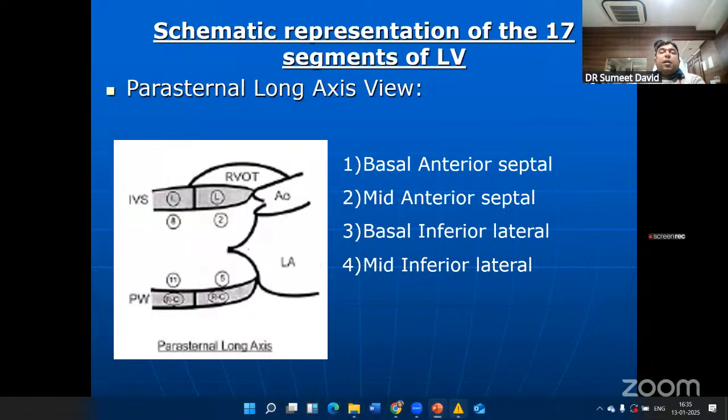So, schematic representation of the 17 segments of the LV in the parasternal long axis view. So the basal anterior septal, this is the upper part in the IVS area. Basal anterior septal, this is how you diagnose, how you give a report, which area is infarcted. Mid anterior septal, and down is the inferior part, basal inferior lateral, mid inferior lateral.